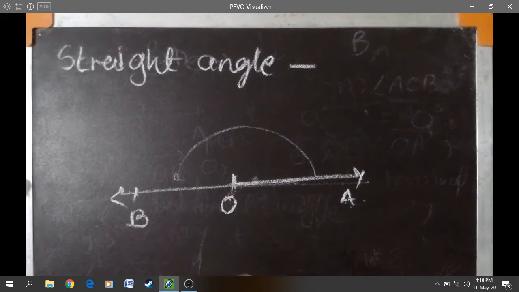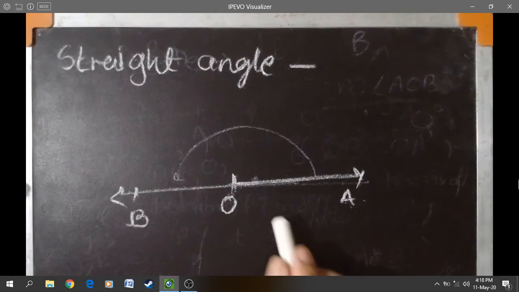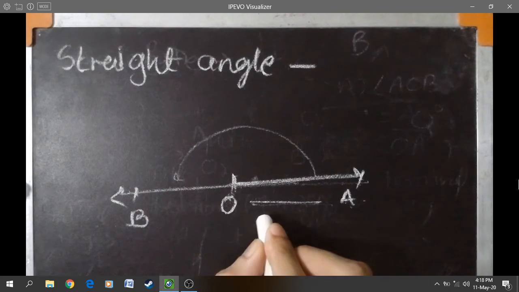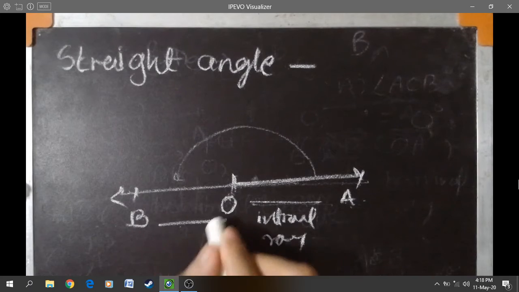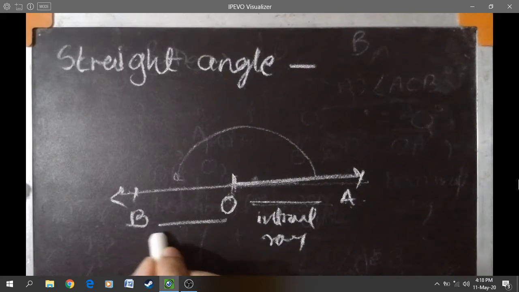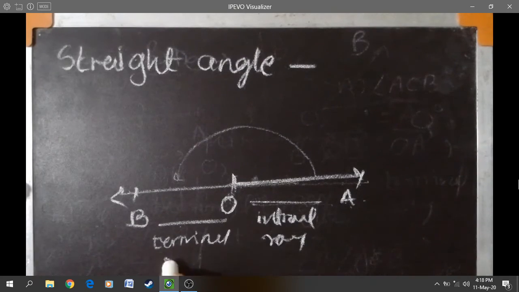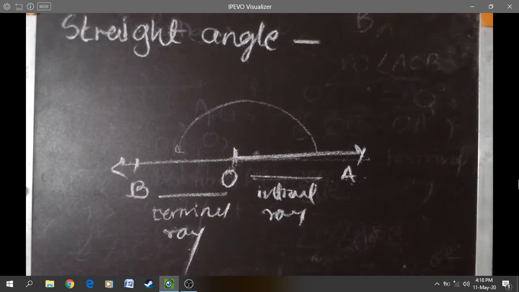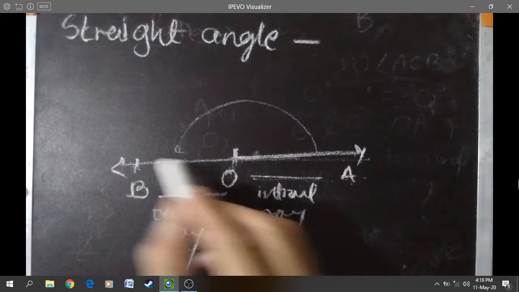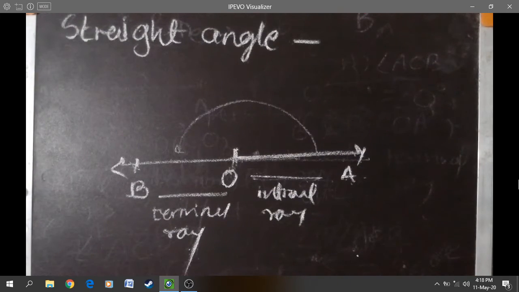If the terminal ray is in an opposite direction, this one is the initial ray, right? And this one is the terminal. So this one is called a straight angle. Note that in this case AOB is a straight line also, right? AOB is a straight line and also called a straight angle.